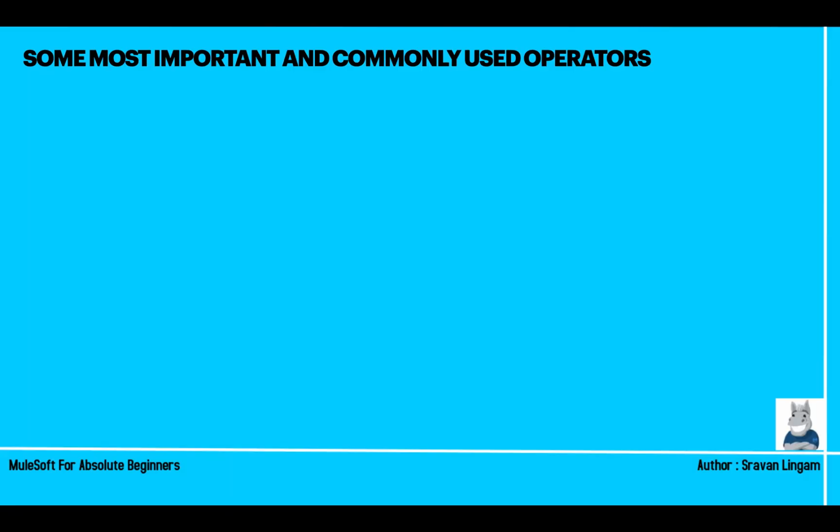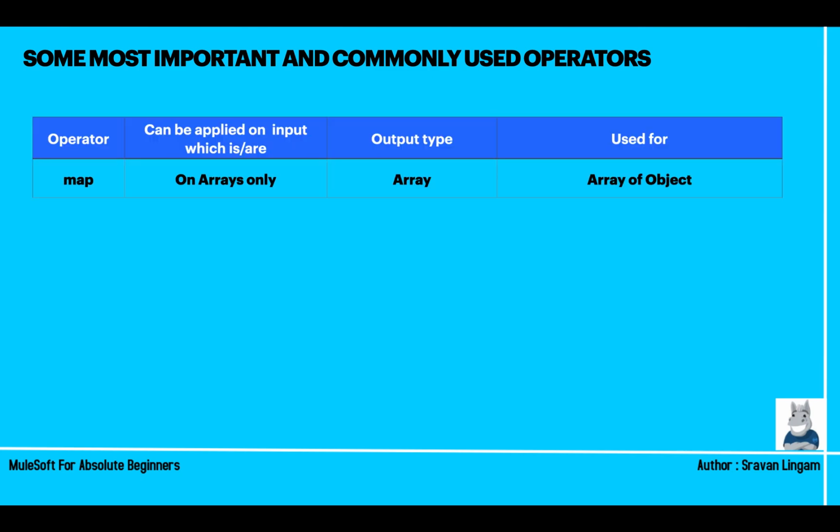Hello everyone. In our previous sessions in the series of Dataweave videos, we have discussed map and map object. So we are continuing this series. This is part 3 of the Dataweave series, and some of the most important and commonly used operators are map. We have already discussed this in the last session.